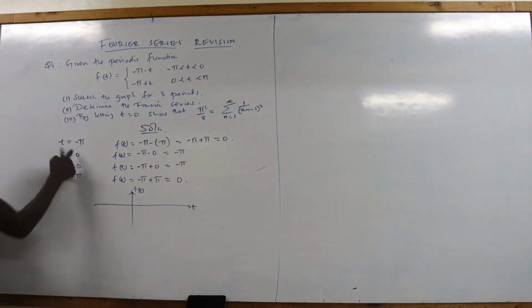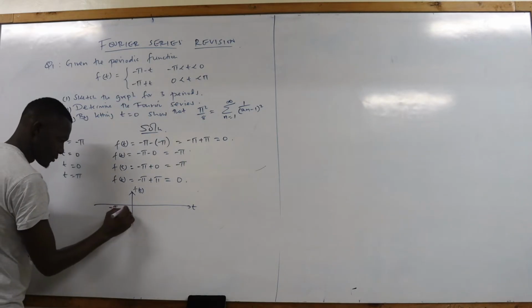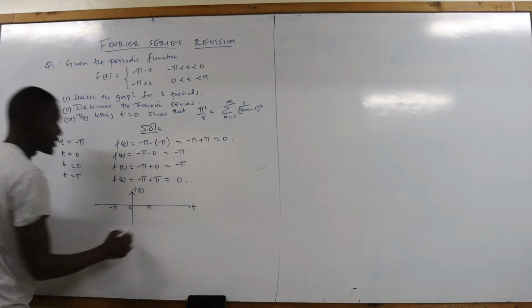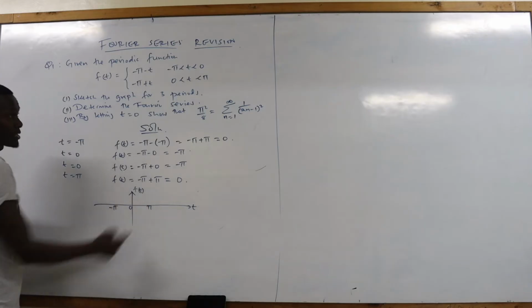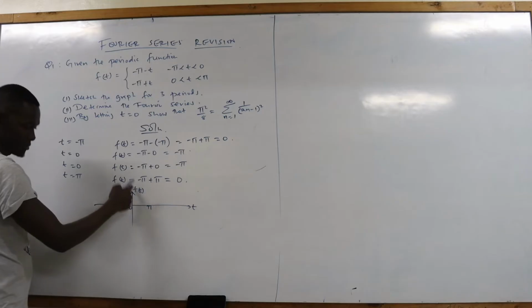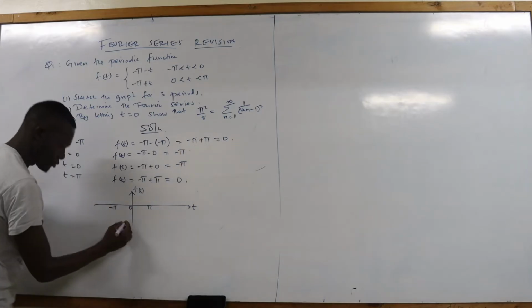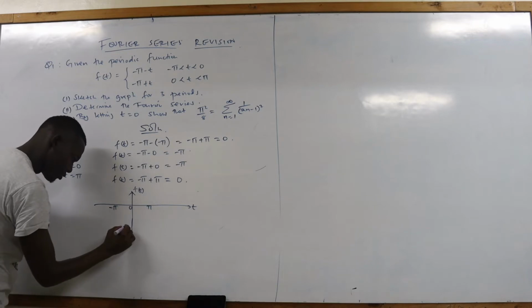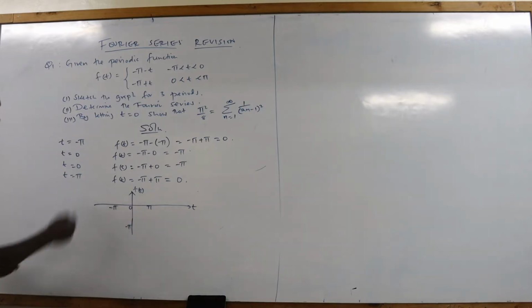Then we sketch. We know our limits will run from −π. We have 0 and we have π. −π, 0, 0 and π. So that is the maximum. Then we know our values of f(t), on the y-axis, are 0, −π and 0. So we know the maximum value it can go on this side is −π. Are we together? Yes. So now let's get the points.